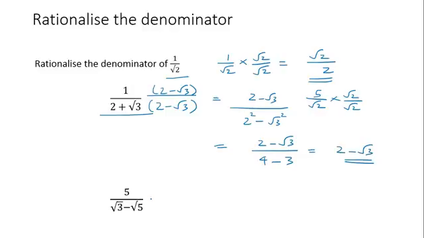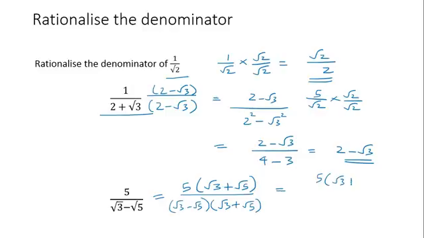Let's just take a look at this last example. To rationalize the denominator here, you have to multiply both sides by root 3 plus root 5. And the rest of it is very similar to the previous question.